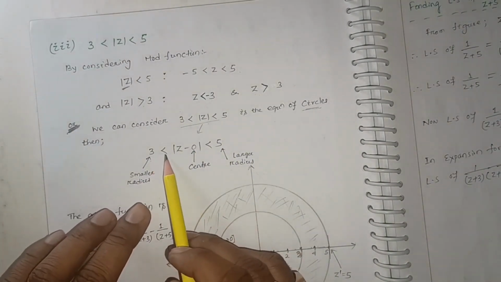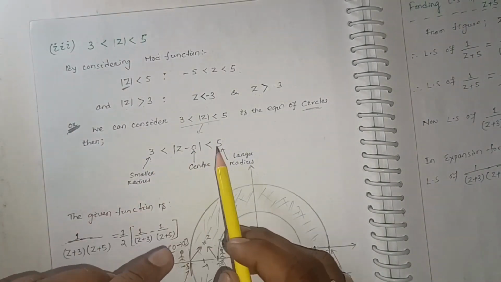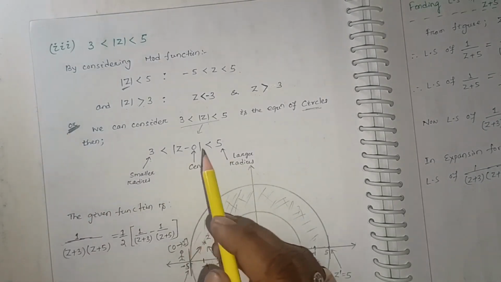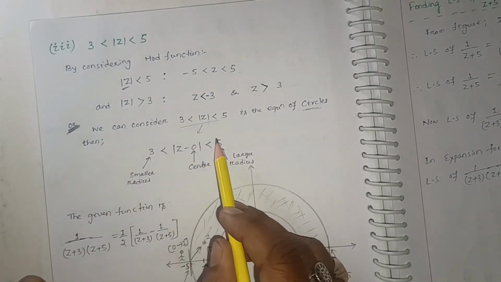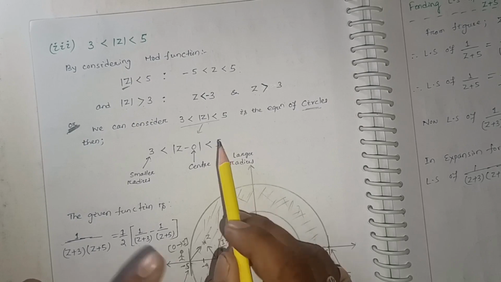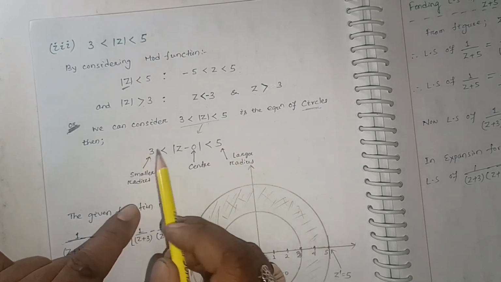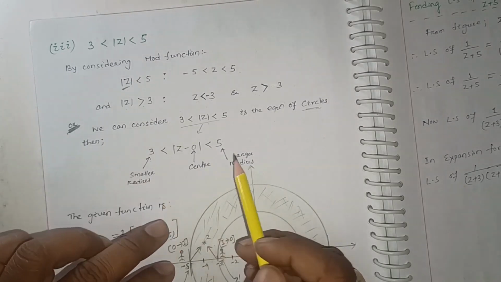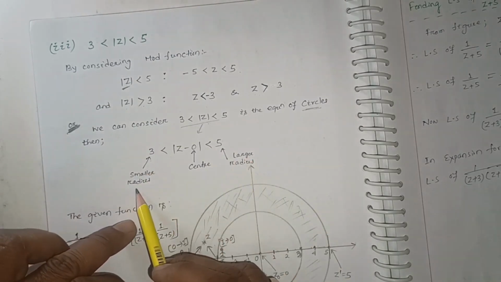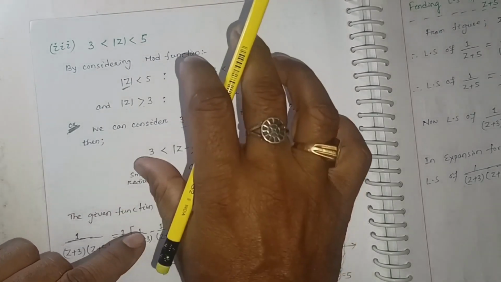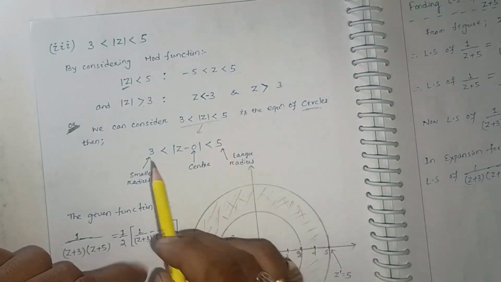Here 3 less than mod of z minus 0 less than 5. Here z minus 0 means 0 is the center. This 5 represents the radius of one circle, and this 3 is the radius of another circle. So 5 means the larger radius, 3 means the smaller radius. That means we are going to draw two circles having radius 5 and radius 3.